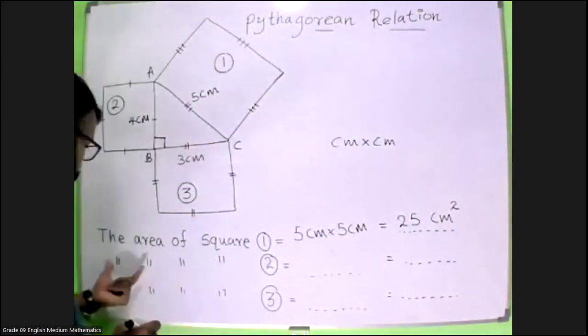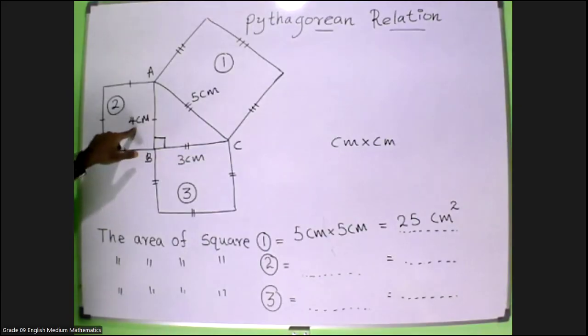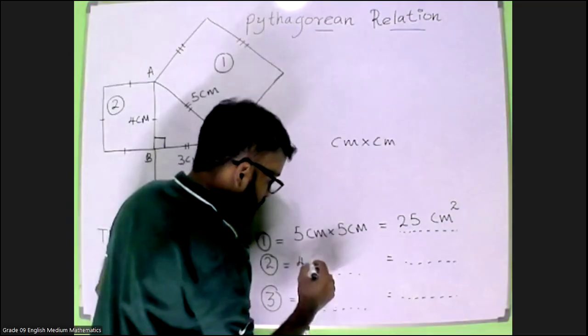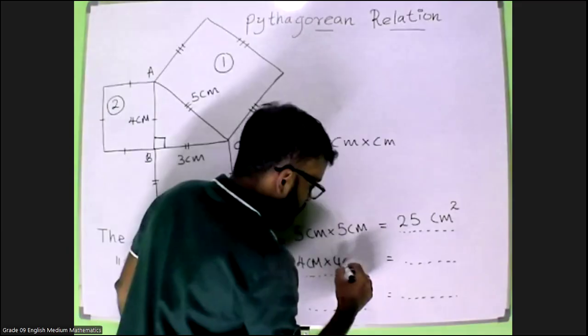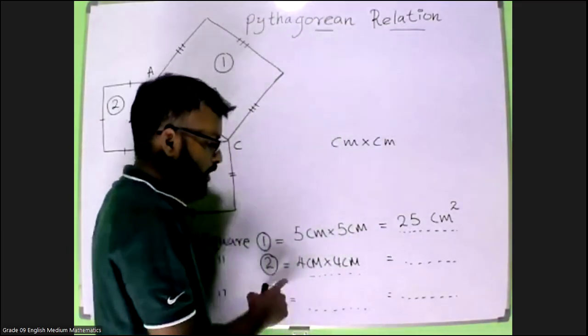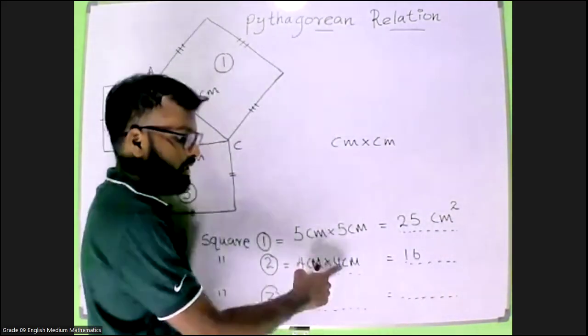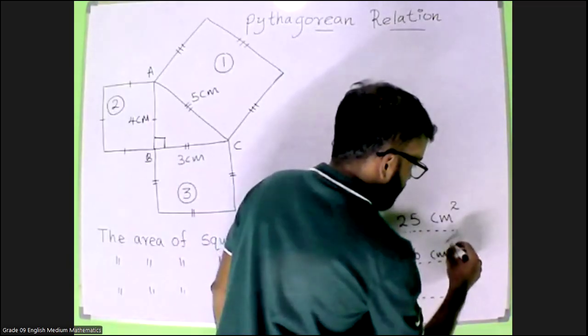Right? So the area of square number 2. This is our square number 2 and the length of one side is 4 centimeters. So you know all the other sides are equal to this 4 centimeters. So you are going to find the area of the square number 2 by multiplying 4 centimeter by 4 centimeter. So you will obtain 4 times 4, 16 centimeter times centimeter, centimeter square.